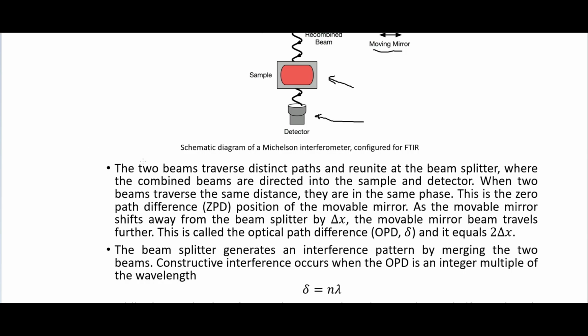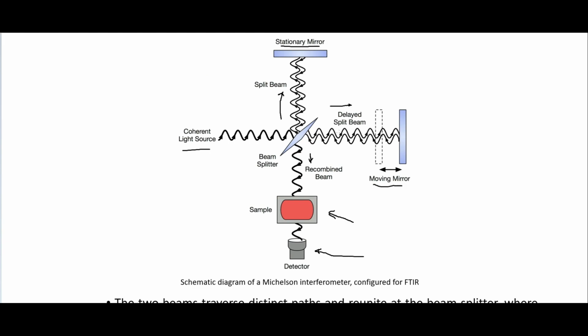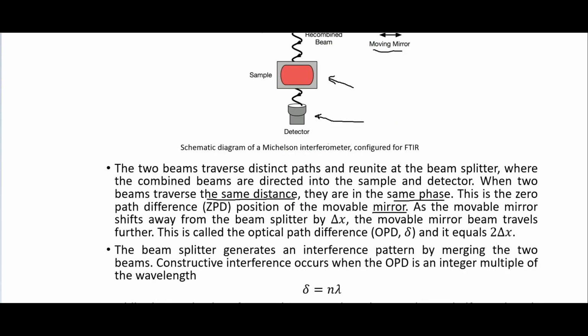And so the two beams traverse distinct paths and reunite at the beam splitter, where the combined beams are directed into the sample and detector. When two beams traverse the same distance, they are in the same phase. This is the zero path difference position of the movable mirror. And so what happens when these have the same path length is we get constructive interference when we finally get back here, because these are in the same phase.